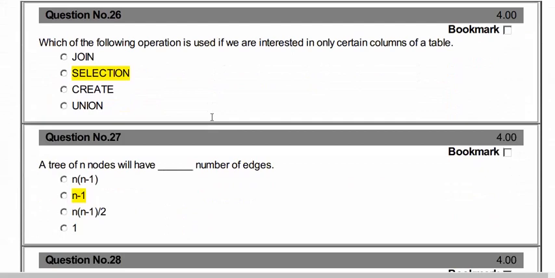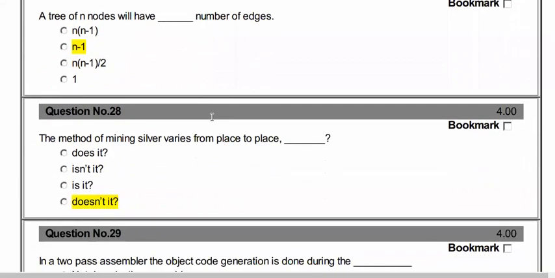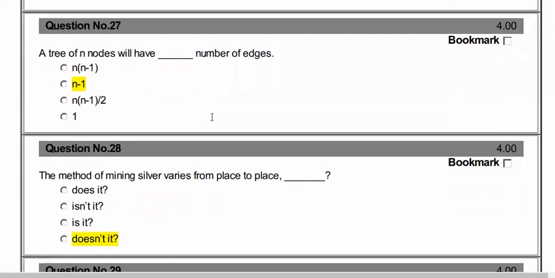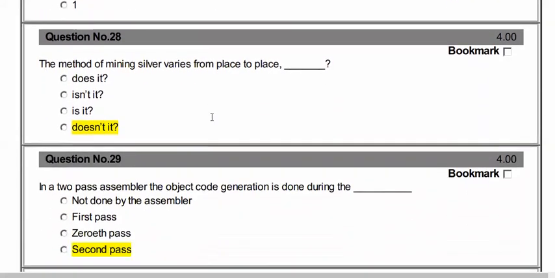Which of the following operations is used if we are interested in only certain columns of a table? Option B is right, projection. We use projection if we are interested in certain columns of a table. A tree of n nodes will have dash number of edges. Option B is right, n minus 1. A tree with n nodes will have n minus 1 edges.